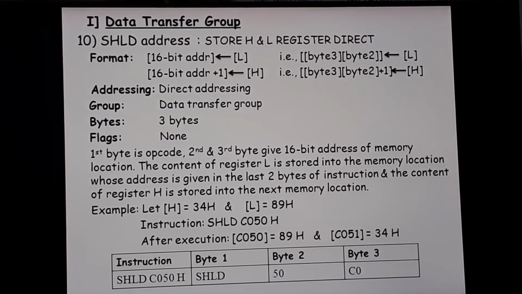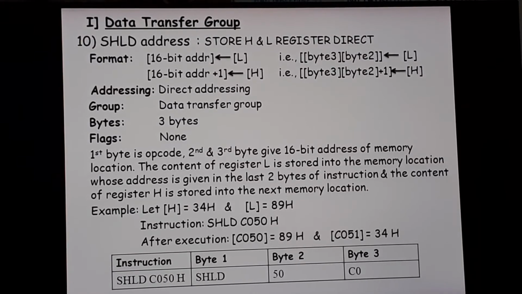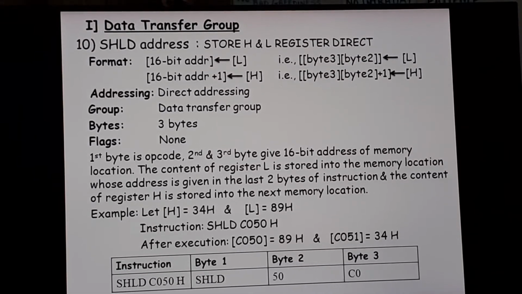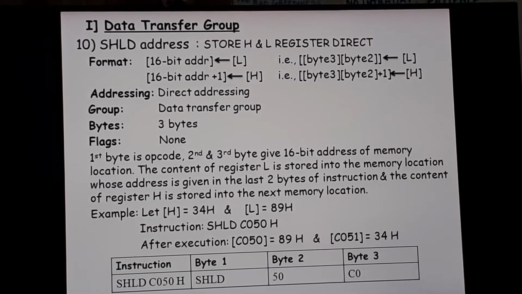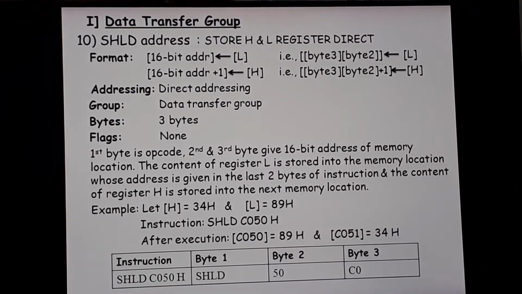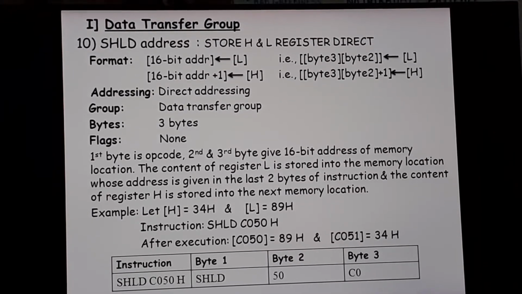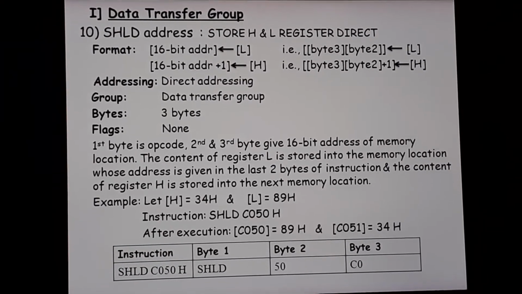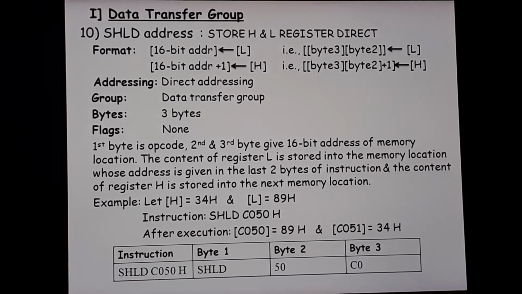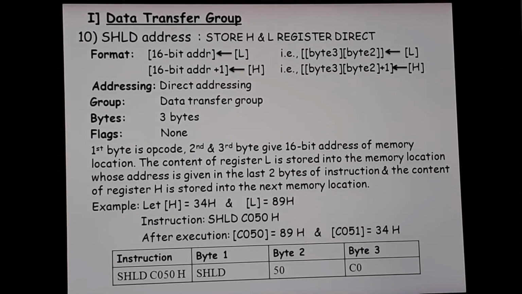how will you write it in LHLD? You will write first the 16-bit address and the arrow towards L. Again you will write the 16-bit address plus 1 and the arrow towards H, the opposite direction. Okay, so this is SHLD and that was LHLD. In the same way you need to write in the same format. Addressing mode is direct addressing mode for both. Group is data transfer group. Bytes is 3 bytes, and the flags affected will be none.